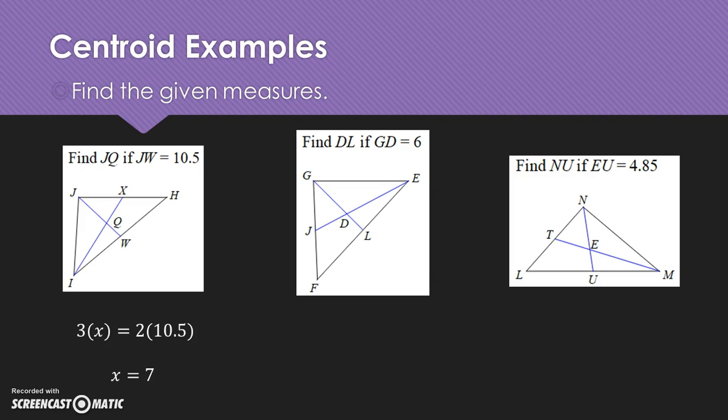The next one, DL is the 1, JD is the 2. So I'm going to multiply DL by 2 and JD by 1. So 2x equals 6, so x equals 3. NU is the 3, EU is the 1. So I'm going to multiply NU by 1 and EU by 3. So 1x equals 4.85 times 3, so x equals 14.55. That is concurrency. Good luck with the practice.